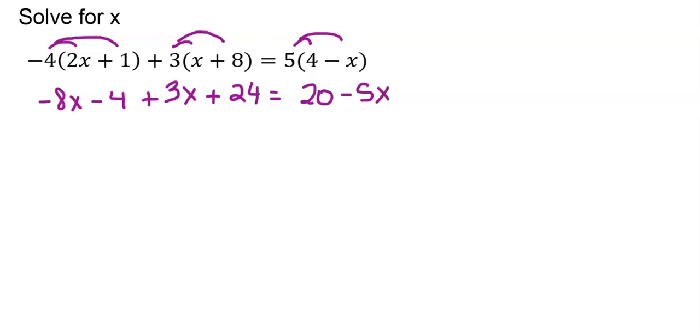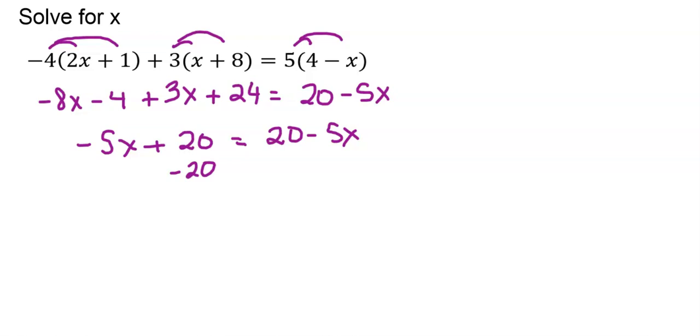All right, let's combine like terms on the left side. So I see negative 8x plus 3x, that's negative 5x. And then for the number terms, I see negative 4 plus 24, that's plus 20. Equals, not much to do on the right side, 20 minus 5x. All right, let's get all of our numbers to the right side. So I'm going to subtract this 20 from the left side and the right side.